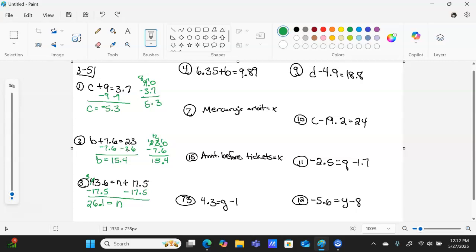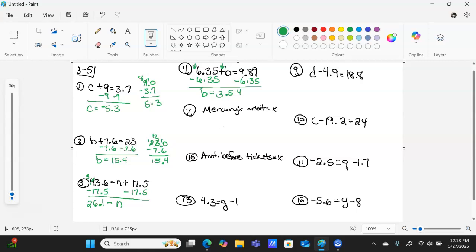And on this one, I have 6.35 that's currently added to the b, so I need to subtract it. And it is positive, not because this is positive, but because there's no sign showing right here. And so we get b equals, again, the 9.89 is bigger than the 6.35, so I can just subtract in position. And I get 3.54 for that one.